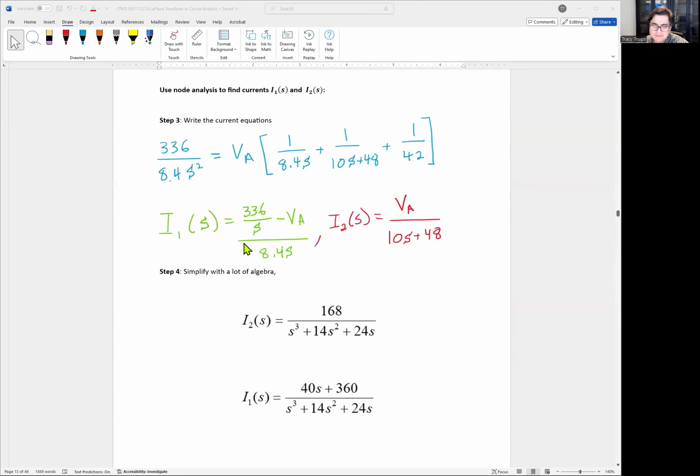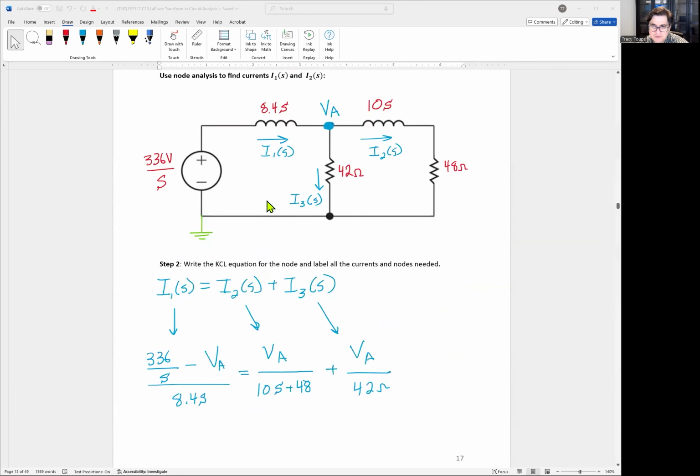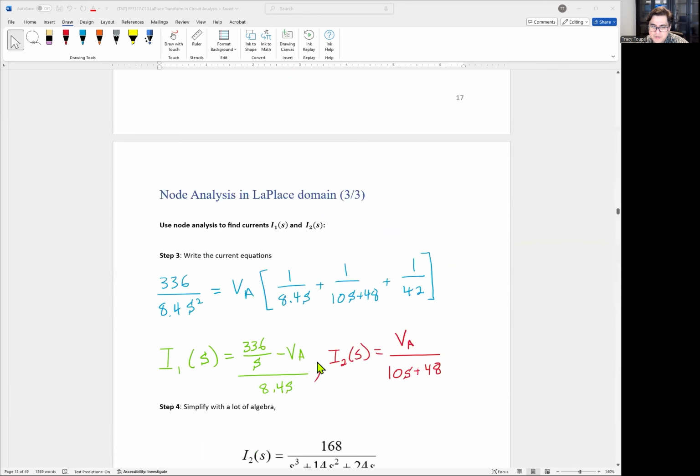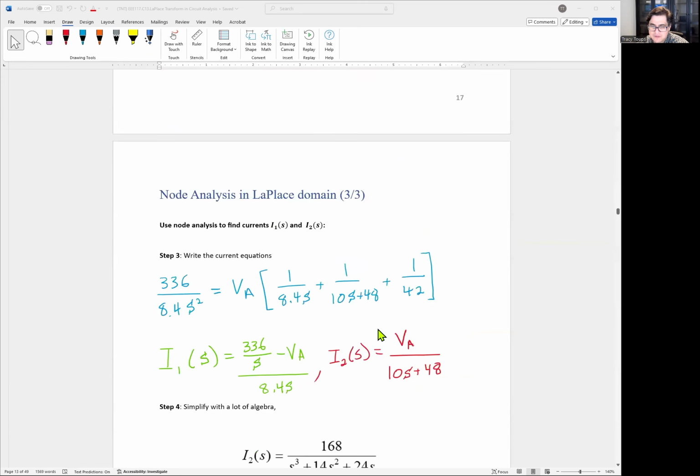Now we could do our math. We could take VA and pull it out from the top and put 336 on the other side. So we have 336 divided by 8.4S is equal to VA times the bracket of 1 divided by 8.4S plus 1 divided by 10S plus 48 plus 1 divided by 42. Do some number crunching through here, and then we also know I1 is equal to 336 over S minus VA, over 8.4S. We know I2 is just VA divided by 10S plus 48.